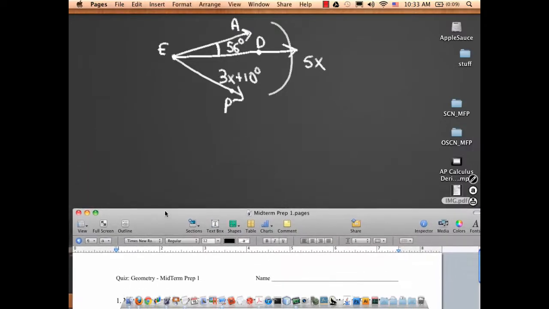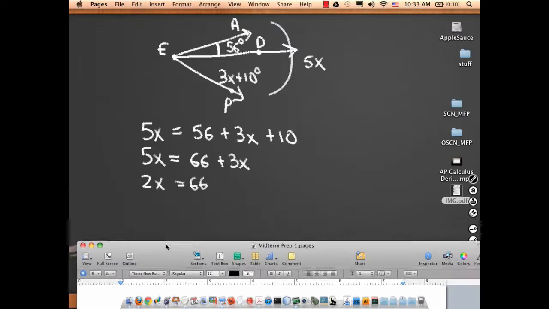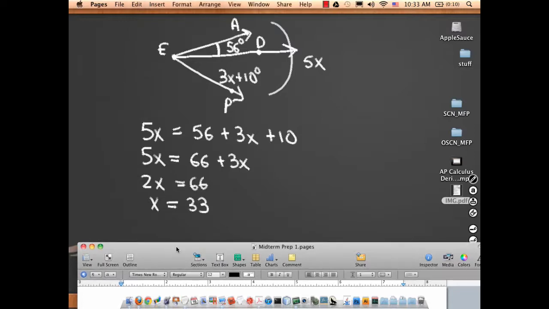So the equation that I should get is 5x equals 56 plus 3x plus 10. That's the equation that I should get. Now I get 5x equals 66 plus 3x. 2x equals 66, and that means that x is equal to 33. Am I done? No.